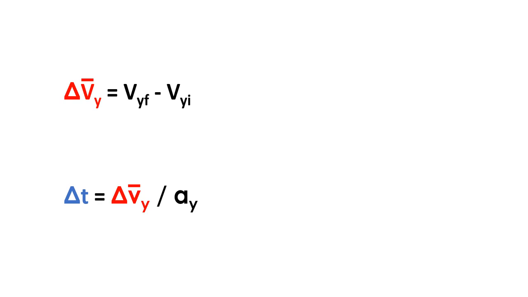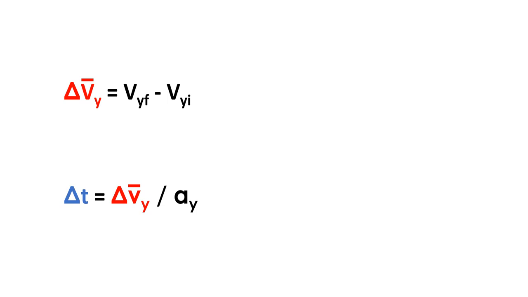Our second equation is delta t equals delta v y divided by a y. And this reads change in time, that's in blue, equals the change in average vertical velocity divided by the vertical acceleration. So the answer to the first equation that you do, the change in average vertical velocity, you simply divide that by the vertical acceleration and you will get delta t, the flight time.